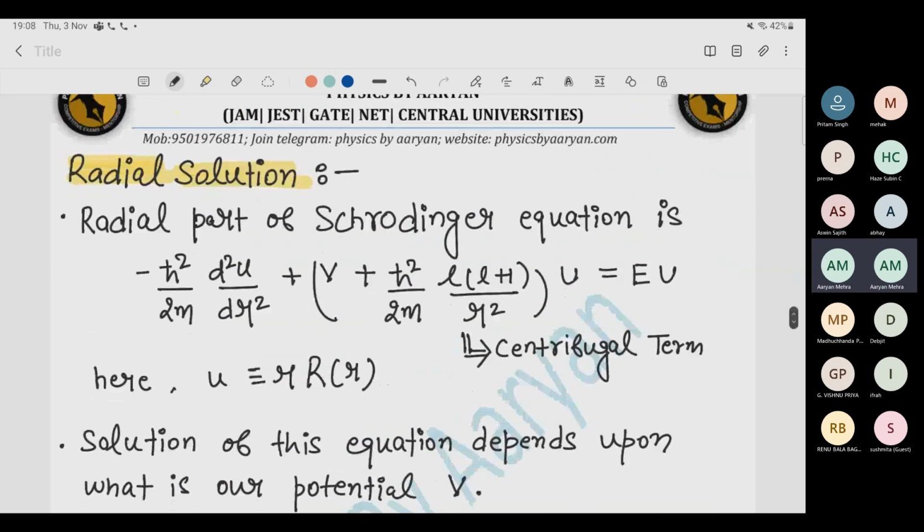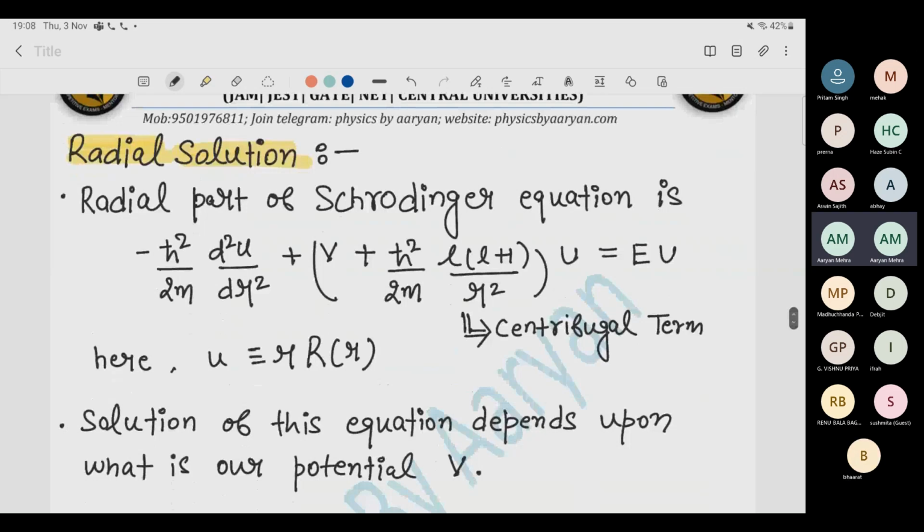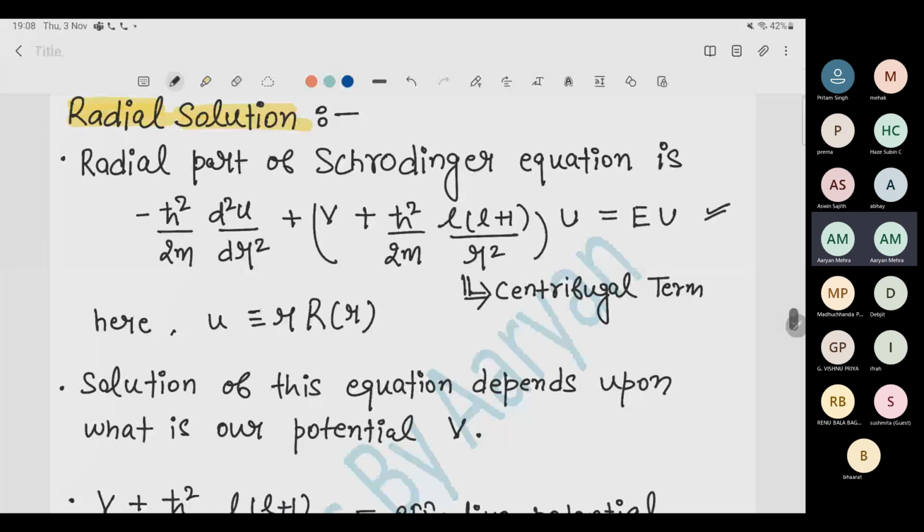If you write the Schrodinger equation and only keep the part of the equation which contains r, then your equation will look somewhat like this. You don't have to memorize this, but if you want, this is a very simple equation. You can even memorize it. It's simply minus h cut square by 2m d square u by dr square.